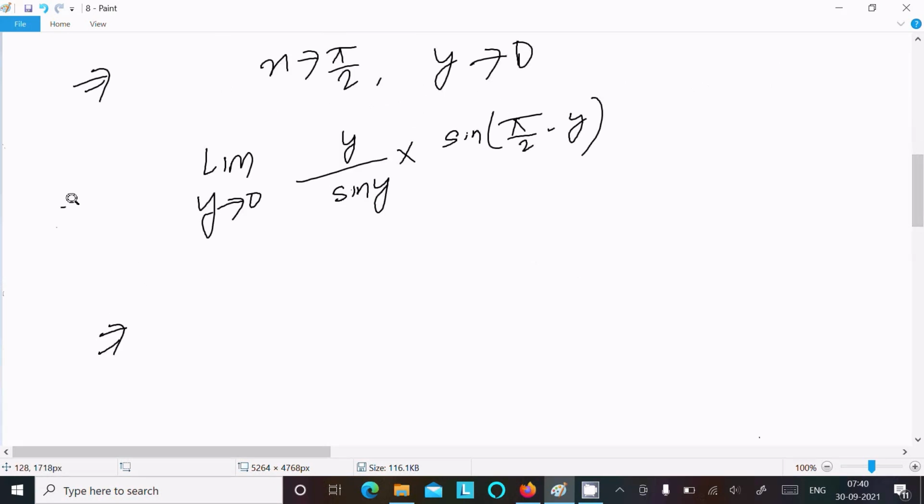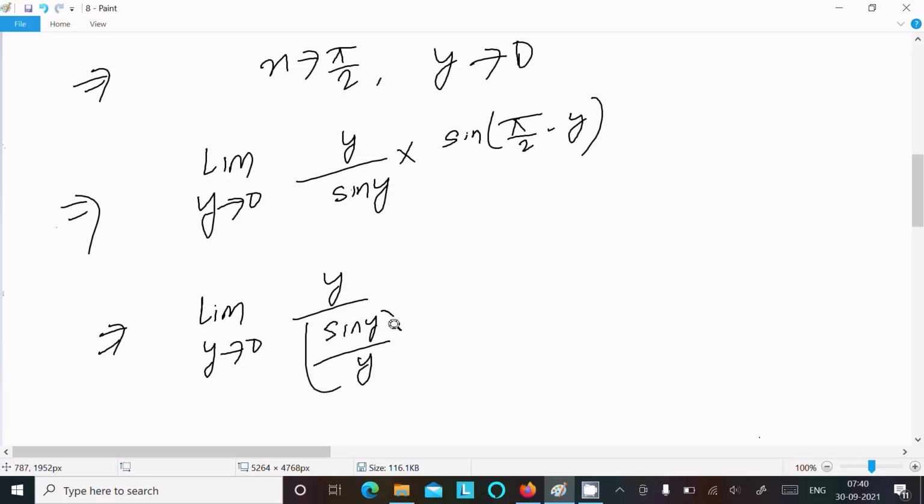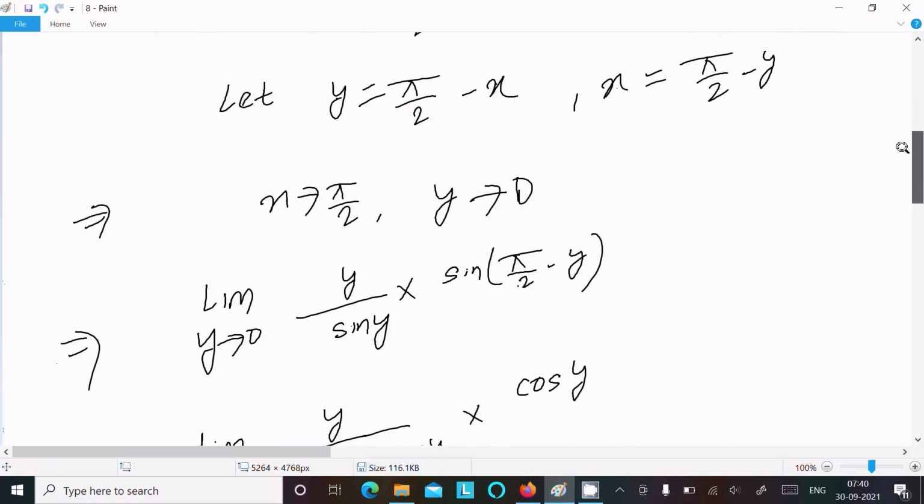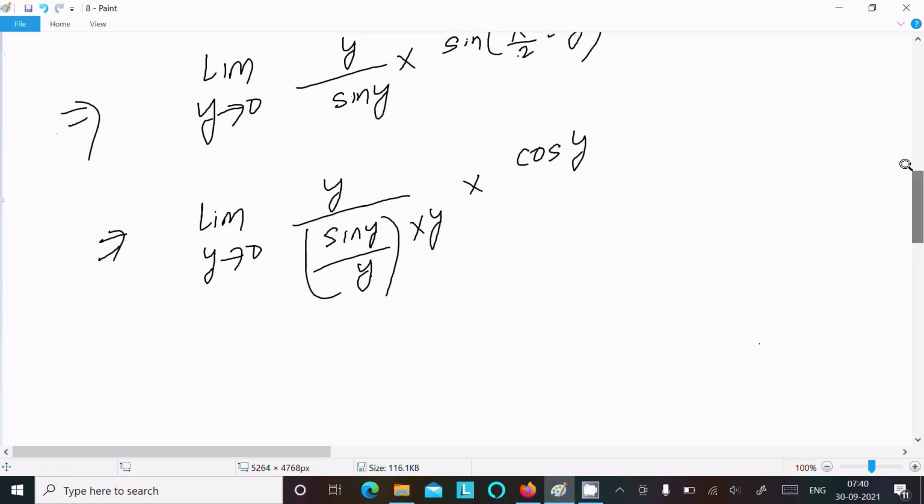After that, limit y tends to 0 of y, and here we can write sin y divided by y. So I divided by y, we need to multiply by y, so there is no effect. Now sin(90 minus theta) is cos theta, so cos y. This is the formula we should use: sin(pi by 2 minus theta) is cos theta.